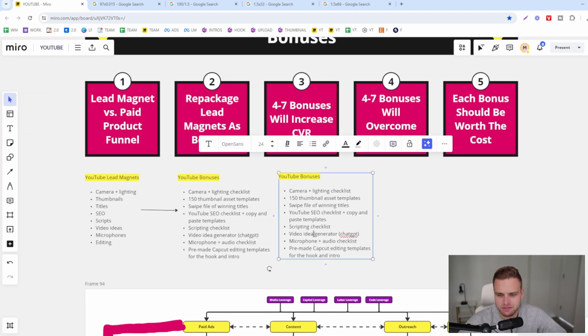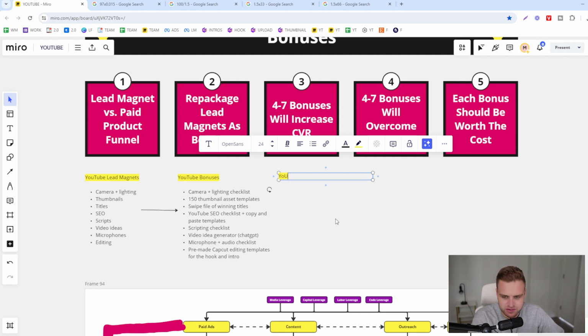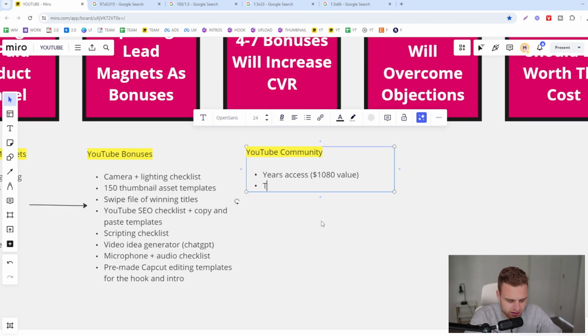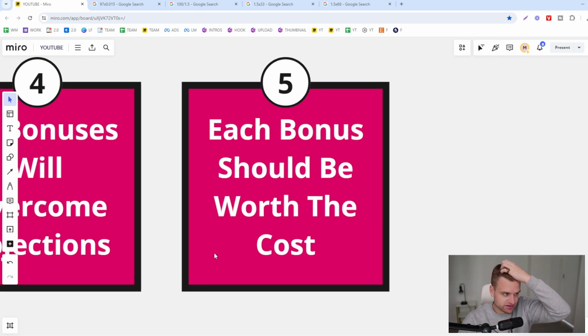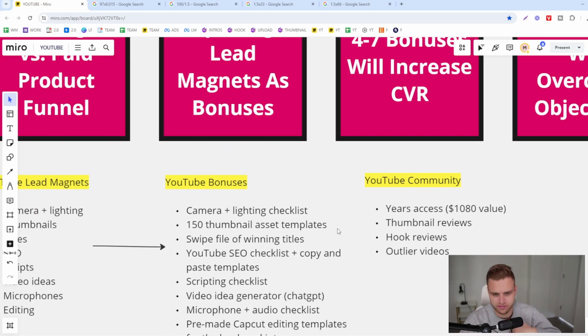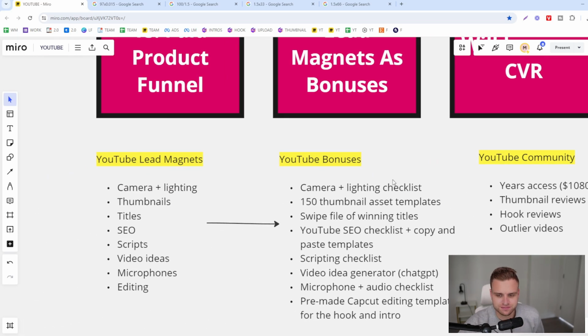YouTube community bonus here. So YouTube community. So let's just go YouTube community, year's access, $1080 value or something like that. Thumbnail reviews, script or hook reviews or something basic, something like that. Outlier videos, something of that nature. The important thing when we're doing this here is each of these bonuses should be worth the price of the info product on its own.